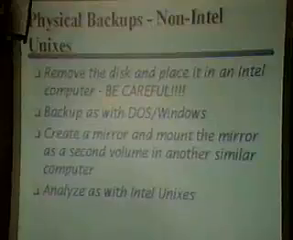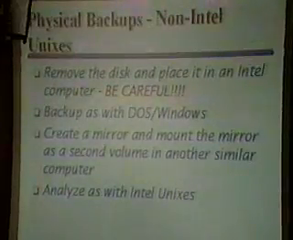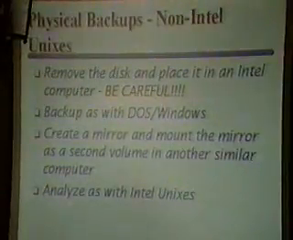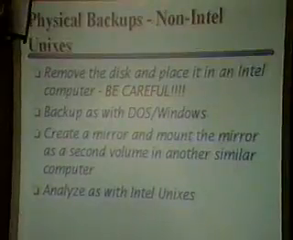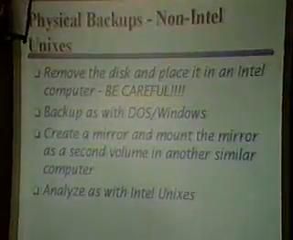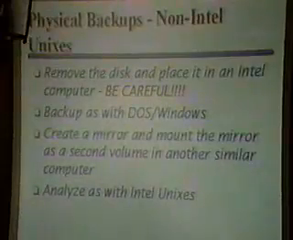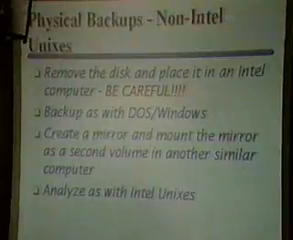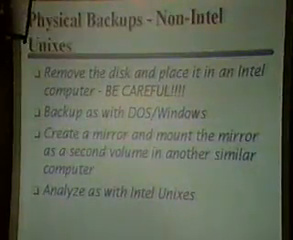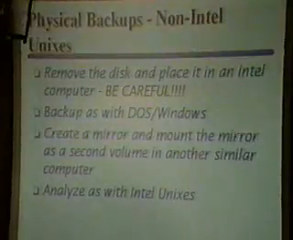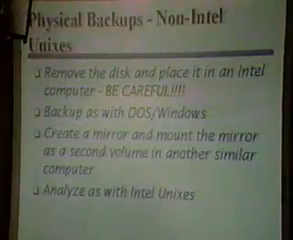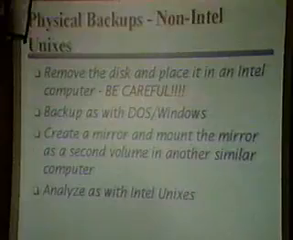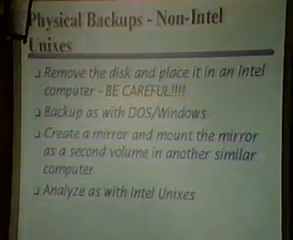Well, as long as we're not doing anything to the evidence, yeah, that's right, it's read-only. All right, so non-Intel Unixes like Solaris, we remove the disk, place it in an Intel computer. Be careful, because we don't want to contribute to the evidence. Boot it with a DOS floppy. Remember, we're taking a physical image, so it doesn't matter that the file system isn't even slightly compatible. Take your image, and we create the mirror, mount the mirror as a second volume in another Solaris computer, and go to work on it.